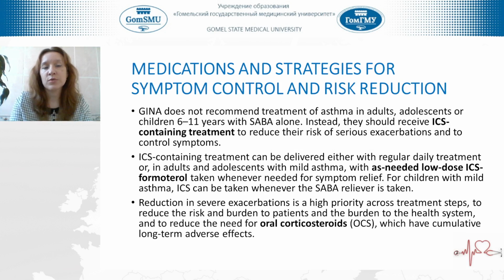Medication and treatment for symptom control and risk reduction. GINA does not recommend treatment of asthma in adults, adolescents, or children 6 years and older with SABA alone. Instead, they should receive glucocorticoid-containing treatment to reduce the risk of serious exacerbations and to control symptoms. ICS-containing treatment can be delivered either with regular daily treatment or, in adults and adolescents with mild asthma, as needed low dose glucocorticoids with formoterol taken whenever needed for symptom relief. For children with mild asthma, inhaled glucocorticoids can be taken whenever SABA is taken.